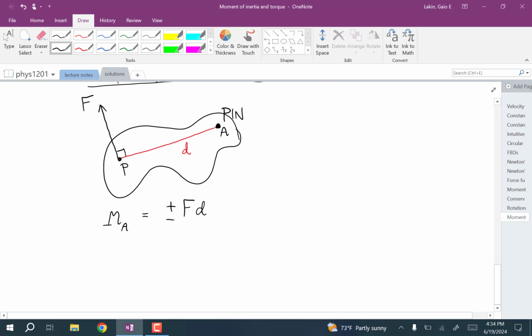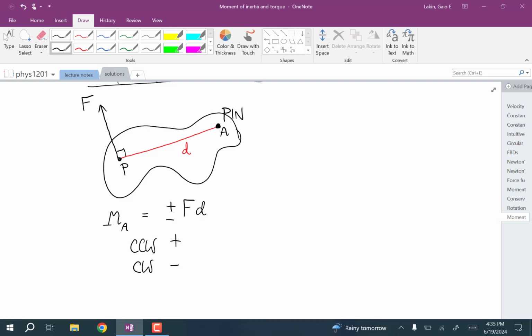How do you know whether it's plus or minus? You have to think about physically which direction this body would rotate if that point A was a pin or a hinge and you applied this force F. If the rotation would be counterclockwise, it means that the moment is positive. And if the rotation would be clockwise, it means the moment is negative, the torque is negative.